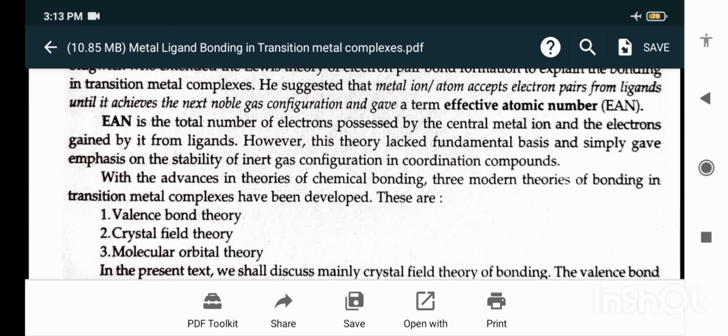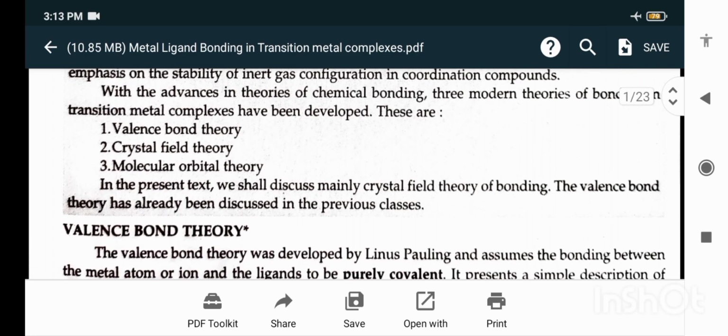With the advances in the theories of chemical bonding, three modern theories of bonding in transition metal complexes have been developed. These are valence bond theory, crystal field theory, and molecular orbital theory. In the present text, we shall discuss mainly crystal field theory of the bonding. The valence bond theory has already been discussed in the previous classes.